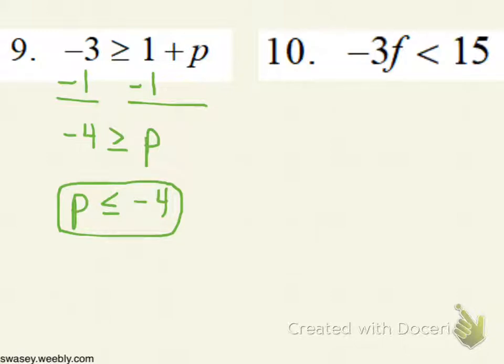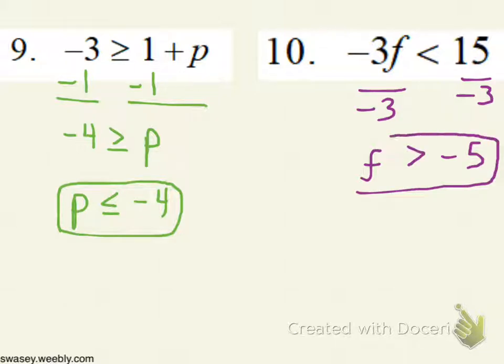Number 10, to get rid of multiplying by negative 3, divide both sides by negative 3. If you multiply or divide both sides of an inequality by a negative number, you have to reverse your inequality symbol. So instead of it being less than, now it becomes greater than. And you can check that by choosing numbers that are greater than negative 5, multiplying them by negative 3, and seeing if they're less than 15. Basically taking some solutions, some f values that work in the final inequality, plugging them into the original, and you can see that it works.